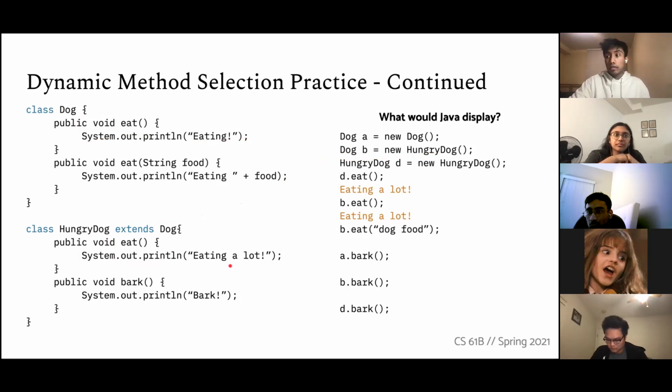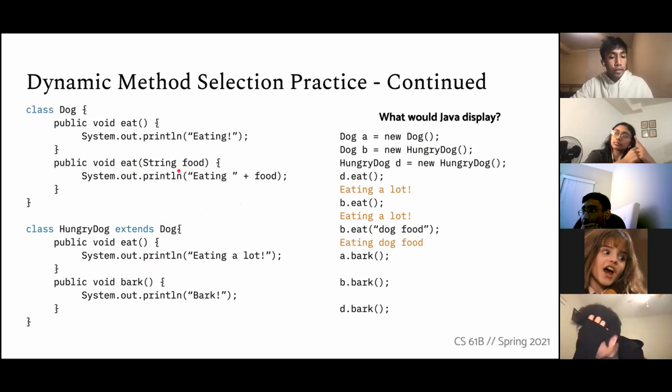What about b.eat(dogFood)? Okay, yeah, you guys are doing great. So we go here and we see b's type is Dog. Now we see there is a method here with the same signature that we need, so we're going to lock onto this method. At runtime we get a HungryDog, and we see the method isn't there anymore, so we can't run anything from HungryDog. We're going to use the method that we locked onto previously during compile time.